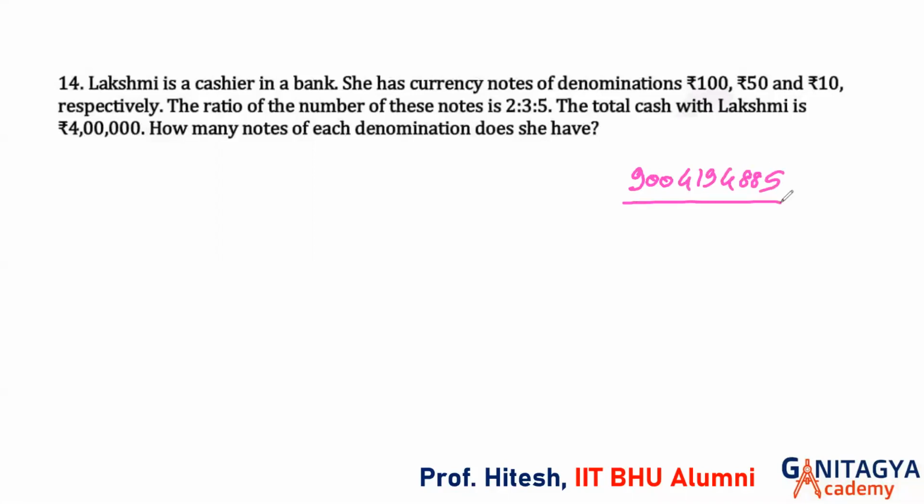900-419-4885. Okay. So Lakshmi is a cashier in a bank. She has currency notes of denominations 100, 50 and 10 respectively. The ratio of the number of these notes is 2:3:5. The total cash with Lakshmi is 400,000, that is 4 lakh. How many notes of each denomination does she have?